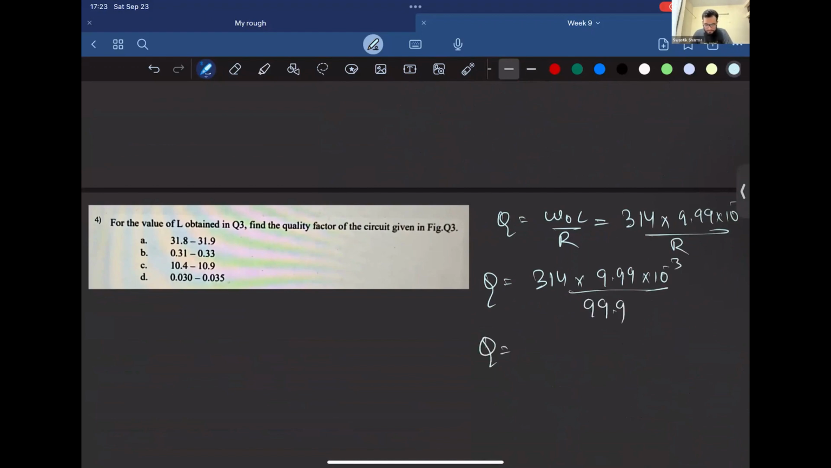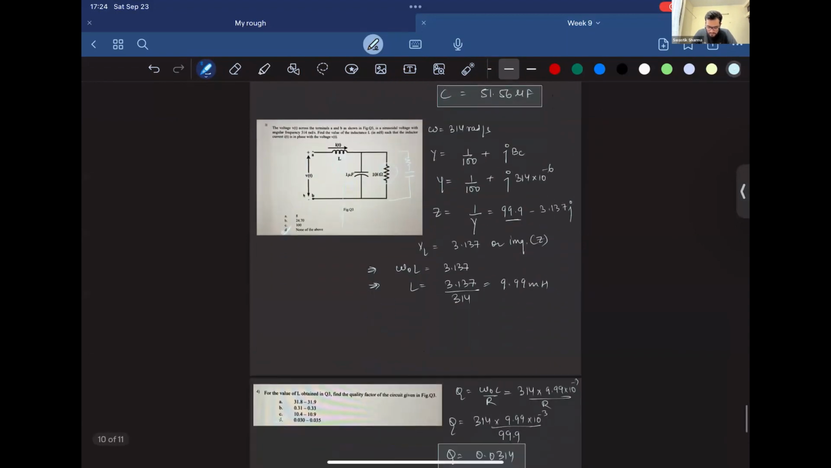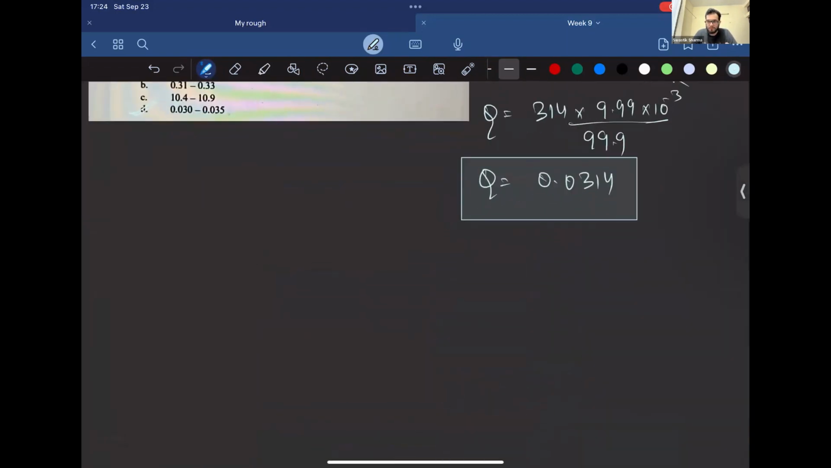So what is Q? It came out to be 0.0314. So that means this answer is correct. See, it's very easy to solve these kinds of circuits. You just have to know all of the equations and relations, and then it's a piece of cake to solve these questions.